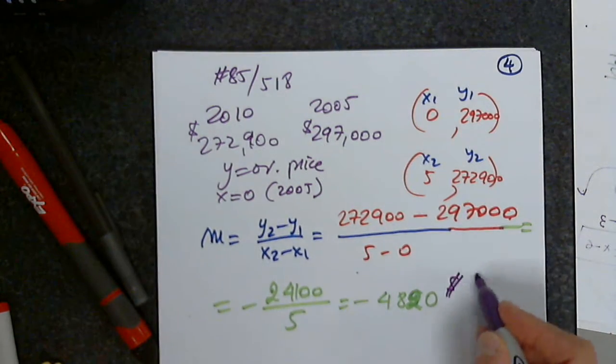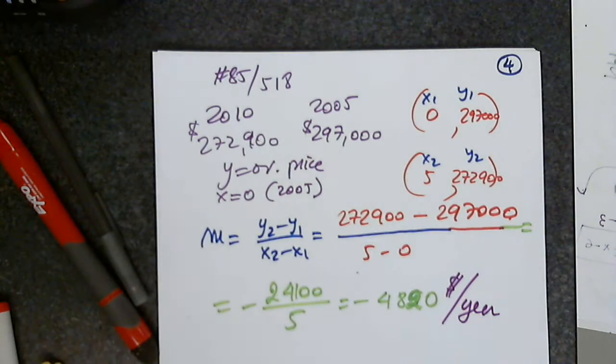Dollars per year. Exactly. So the slope is a ratio. Its measurement unit must be a ratio, and it is, dollars per year. So what is the interpretation? Between 2005 and 2010, what really happened to the average price of homes in the US? The average price of homes between 2005 and 2010 decreased by 4,820 dollars per year. Excellent. Wonderful. Perfect.